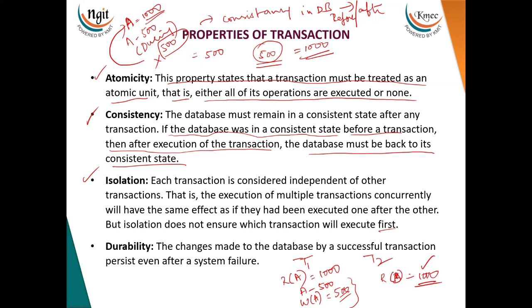After deducting 500, this 500 is the last commit state, which means the changes are already made to the database. So the amount that is present in account A is now only 500 because 500 is already deducted from it. But when user B is trying to access the same account, what is the amount that it is showing to user B? 1000 is the amount that it is showing.